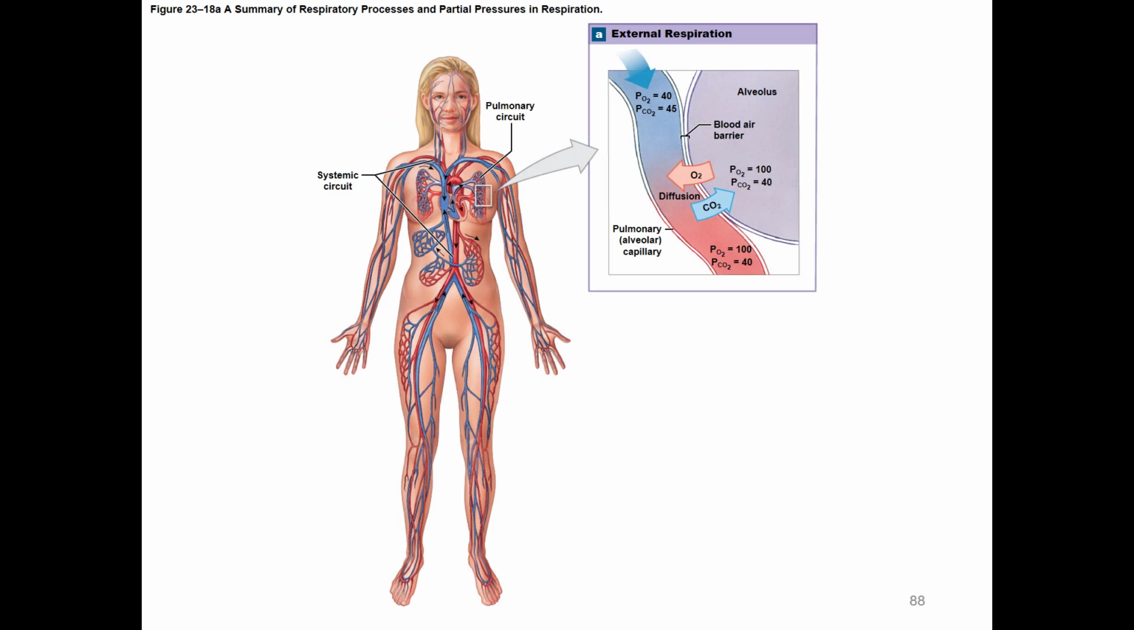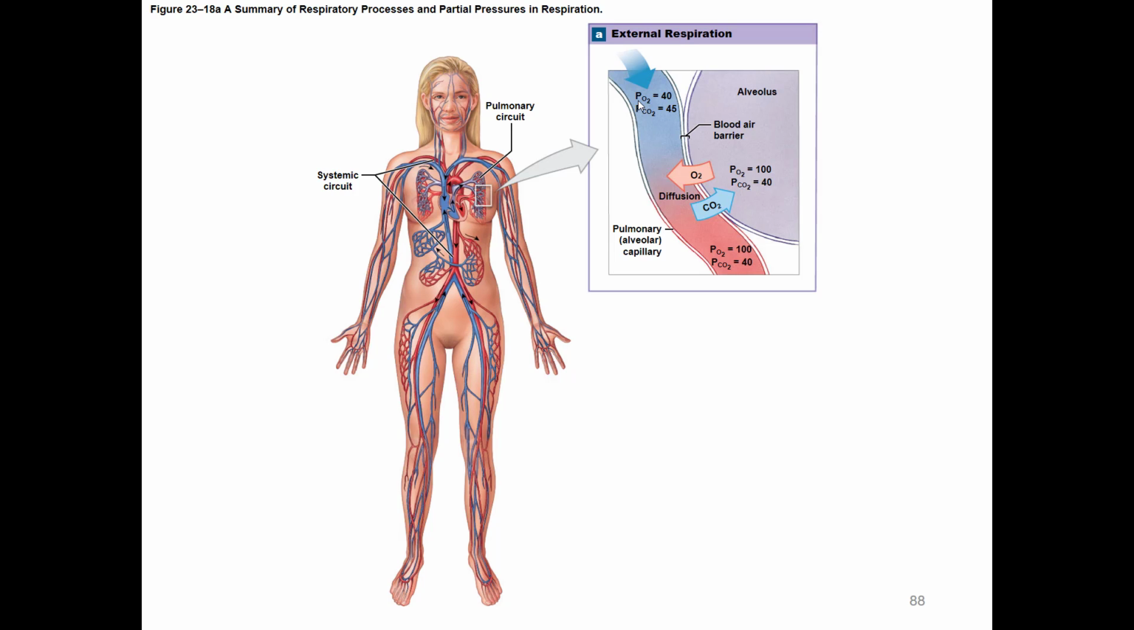Taking a look at this figure, here's our alveolus, and you can see where the blood-air barrier is. This is where the two membranes are fused. We have really close contact. The partial pressure of oxygen right now is 100 in the alveolus, and the partial pressure of CO2 is 40 in the alveolus. Here comes deoxygenated blood, and we can tell that by the blue shading. Right now, the partial pressure of oxygen is 40, and the partial pressure of CO2 is 45.